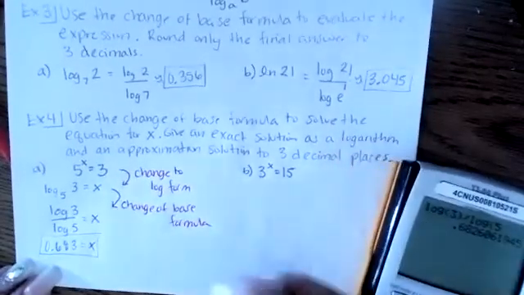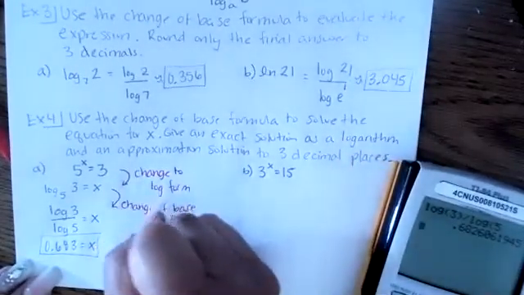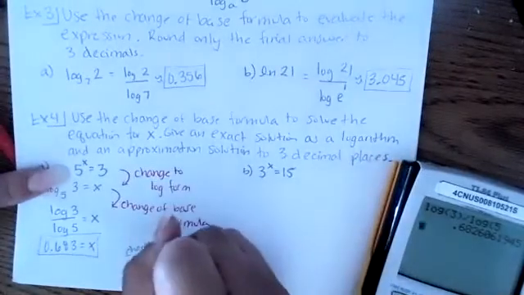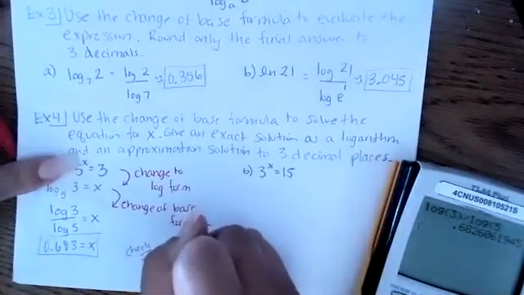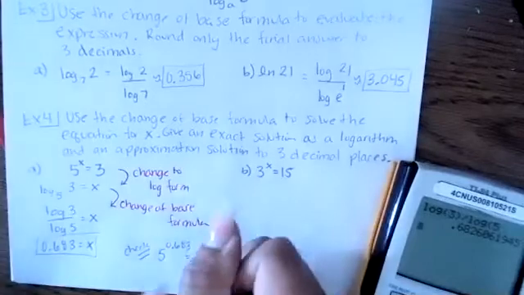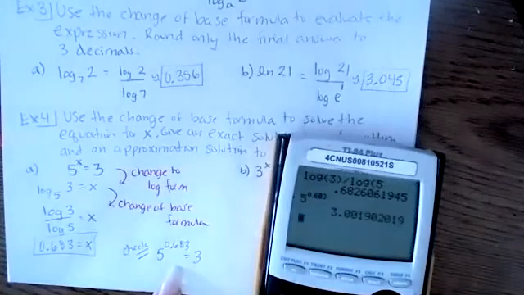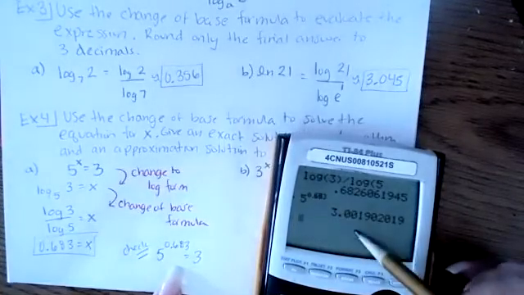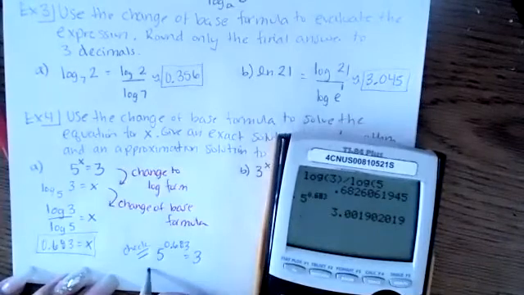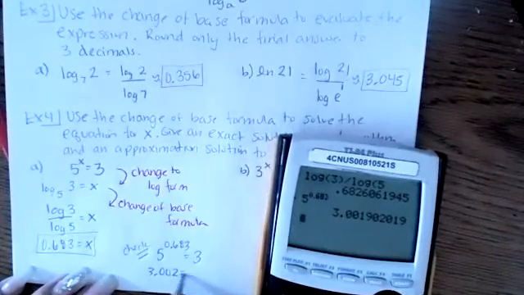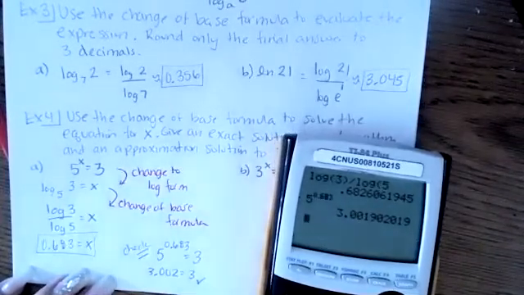I'm just going to check my answer here. This is 5 raised to the 0.683. So I just need to make sure it equals 3. So let's see, 5 raised to 0.683. And that's pretty close to 3. That is 3.002, which is pretty close to 3.